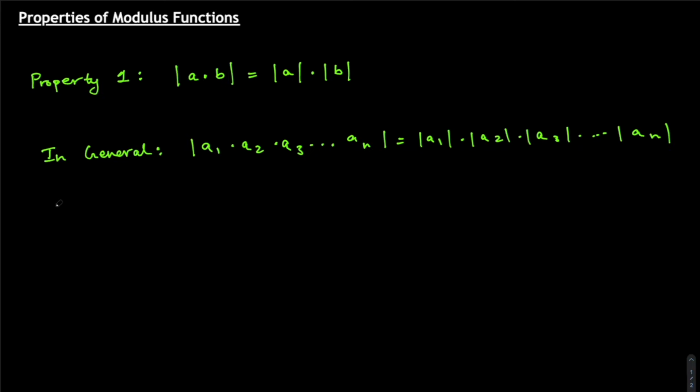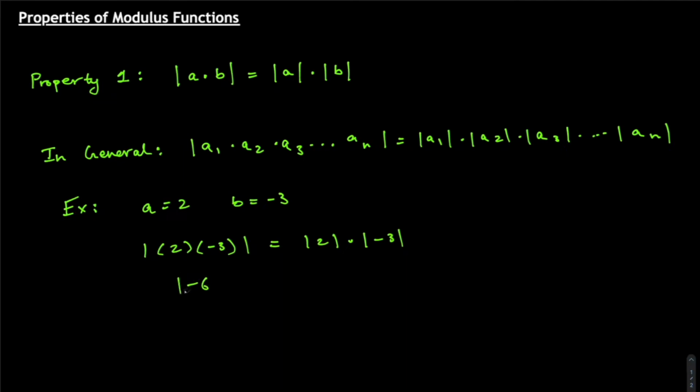If I want to give you an example, say a is equal to 2 and b is equal to -3. Modulus of 2 times -3 is equal to modulus of 2 times modulus of -3. This is modulus of -6, since 2 times -3 is -6, so this is 6. And this is 2 times 3, which is also 6. So this works out.